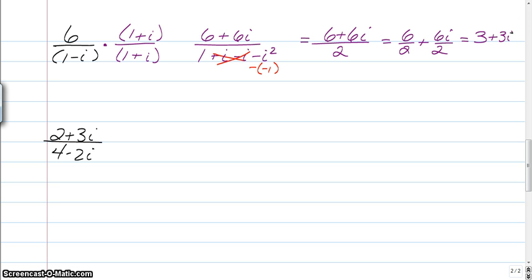3 plus 3i. So go ahead and pause, try the last one. This time you're actually going to have to FOIL. So you're going to be multiplying the top and bottom by 4 plus 2i. And see if you can handle the work. Go.